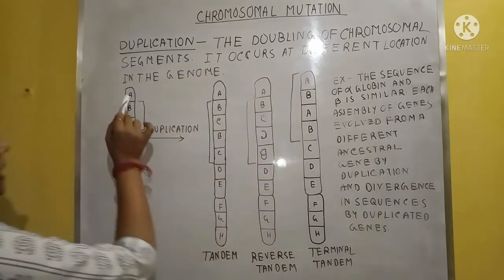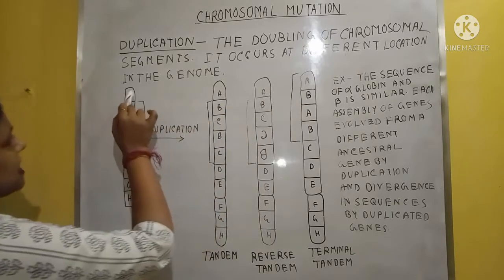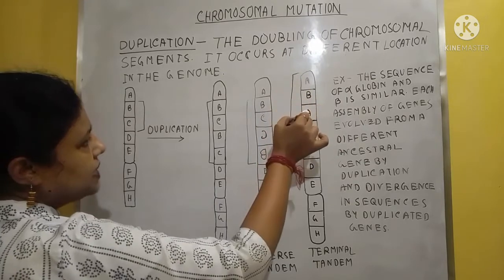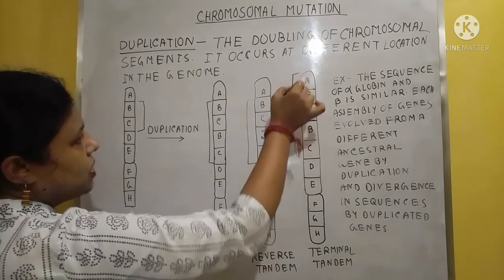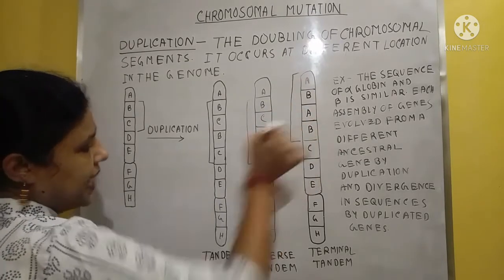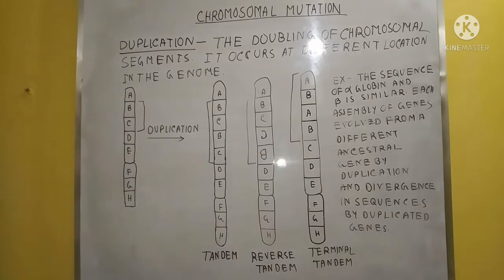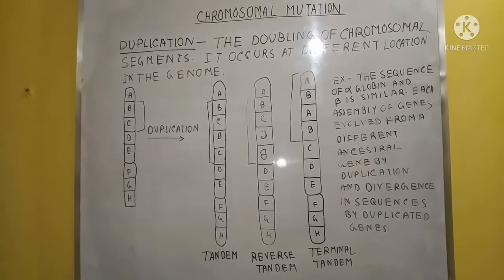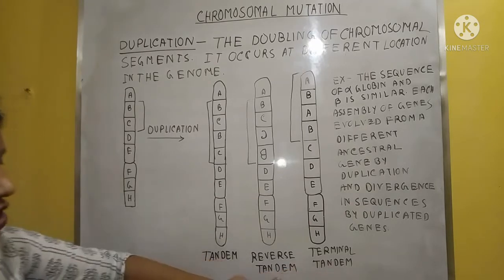And here in ABCD, AB changes. You see that AB and again AB. This is called the terminal tandem. Okay. So this is the duplication process. Duplication is when segments of the chromosomes are duplicated. So there are three types of duplication possible.